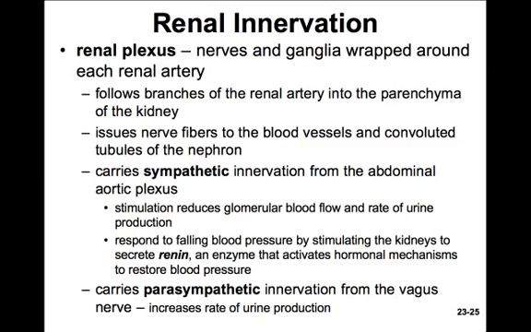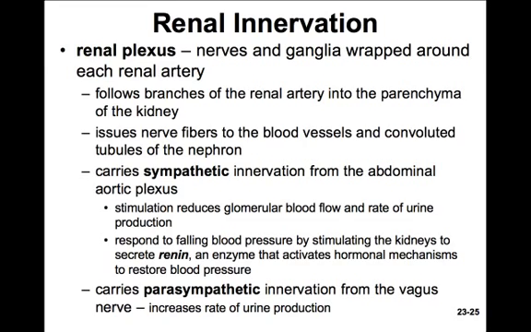It's under the influence of sympathetic and parasympathetic innervation. The sympathetic innervation comes from the abdominal aortic plexus. Stimulation will reduce glomerular blood flow and the rate of urine production. You think about it, fight or flight. Well, we're in the fight or flight place, and we don't need to be producing a lot of urine. They respond to falling blood pressure by stimulating the kidneys to secrete renin. This is an enzyme that activates hormonal mechanisms to restore blood pressure.